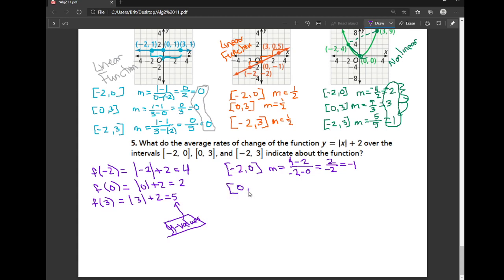So now if I do the interval 0 to 3, okay, I'm going to put my 0 and my 3 here in the bottom of my formula. The y value at 0 is 2. My y value at 3 is 5. So my slope here, 2 minus 5 is -3, and 0 minus 3 is -3. So my slope here is a positive 1.